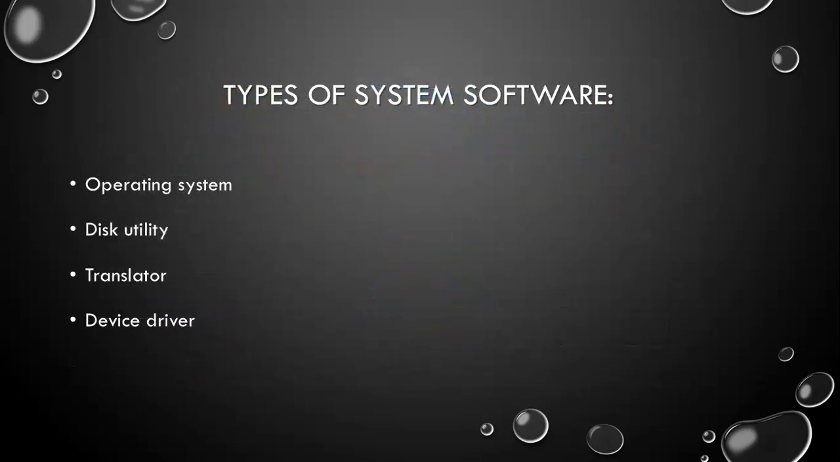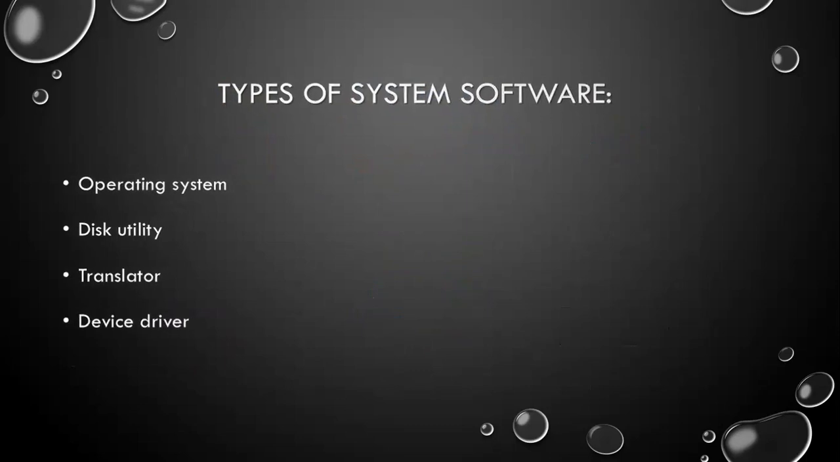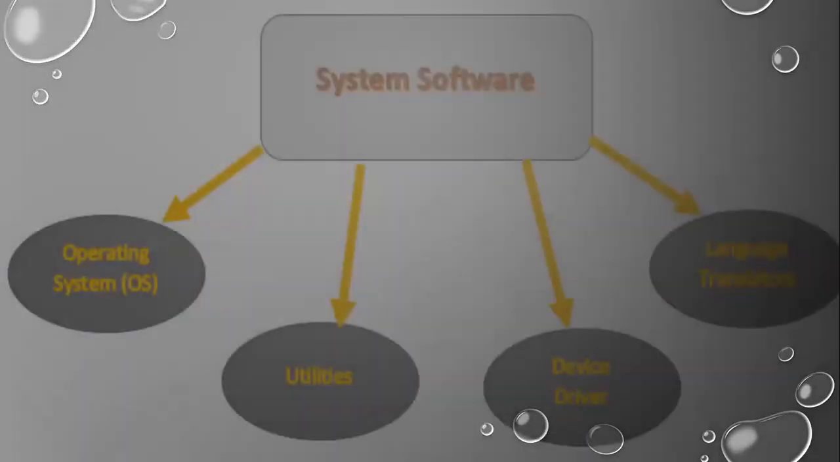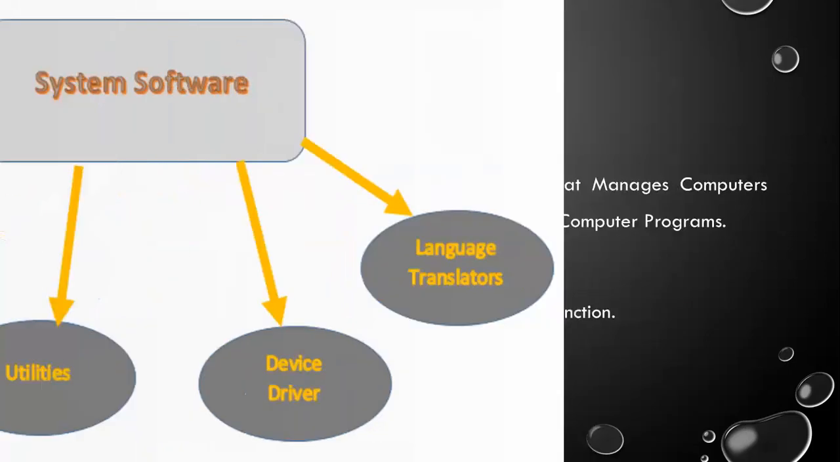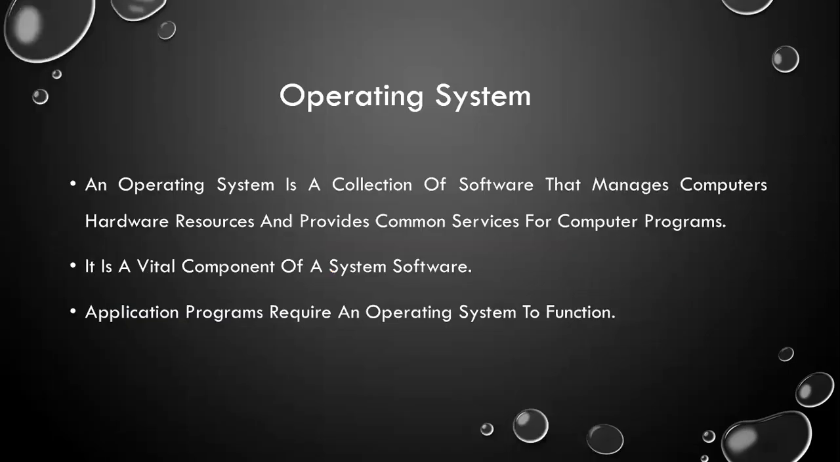Following are the types of system software. Basically, there are four types of system software. Number one is operating system. An operating system is a collection of software that manages computers' hardware resources and provides common services for computer programs.